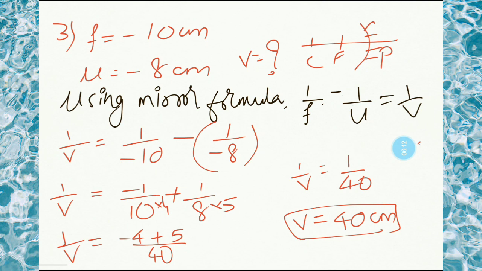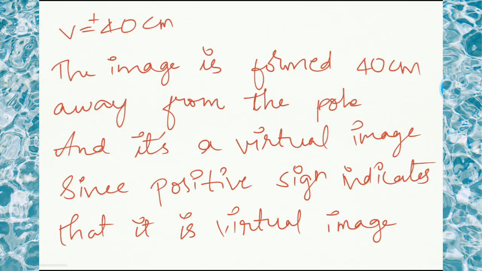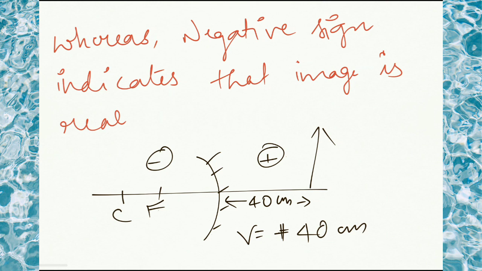So after solving this, you can just write the statement. Whatever I have told you, that only I have written it here. So whenever there is a positive sign here, you can simply say that it is a virtual image. Whenever there is a negative sign, it could indicate that the image is real. So for that I have drawn one small diagram, you can understand. So you can copy if you really need it.